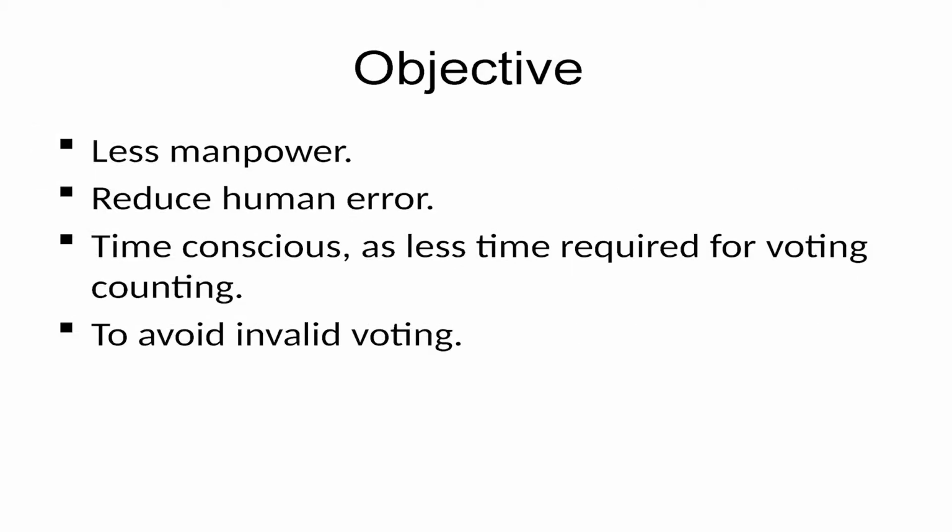Our objective in making this machine is that it reduces manpower, it reduces human error, it is time conscious, less time is required for the voting procedure, and it avoids duplication or invalid voting. Whenever someone tries to interrupt or bypass this system, a buzzer or a beep and alarm will indicate that some type of mishandling is occurring.